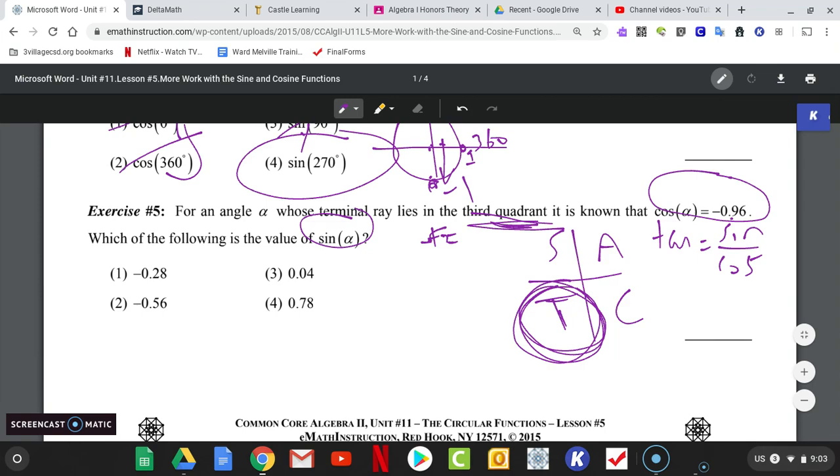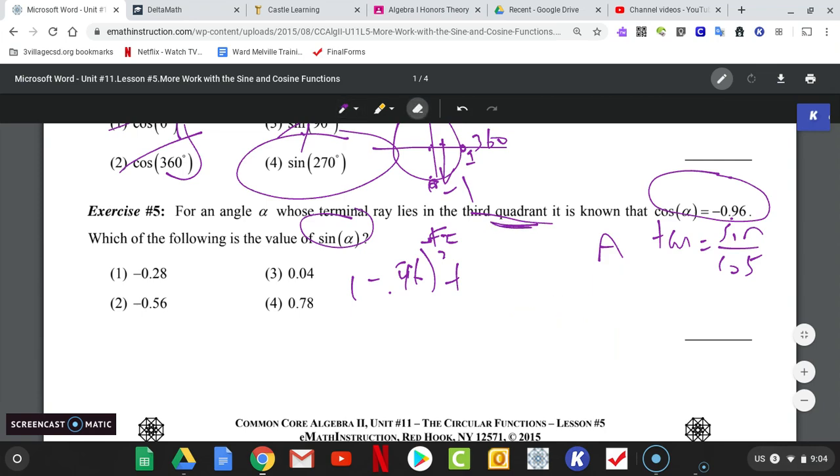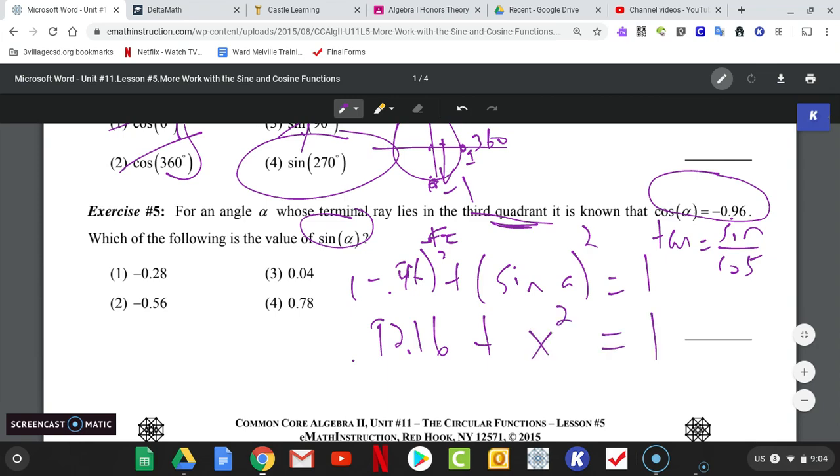So remember, we did the Pythagorean theorem with this. So you say negative 0.96 squared plus sine of A squared equals 1. That is the first identity we talked about last week. The Pythagorean identity. So negative 0.96 squared. I like to go to 4 spots when I'm doing trig. 0.9216 plus, I'll call this x squared for now, equals 1.